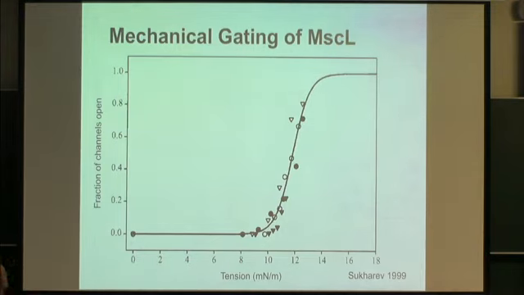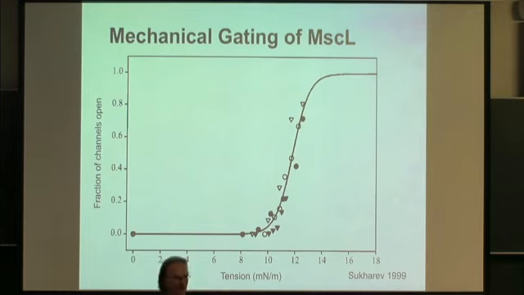That can be plotted here, fraction of channels open. You see it's a biphasic behavior, and at a tension of about 11 millinewton per meter, all these gates open. It's a huge tension. Everybody who ever worked with model membranes in the lab will be afraid to work with that system.